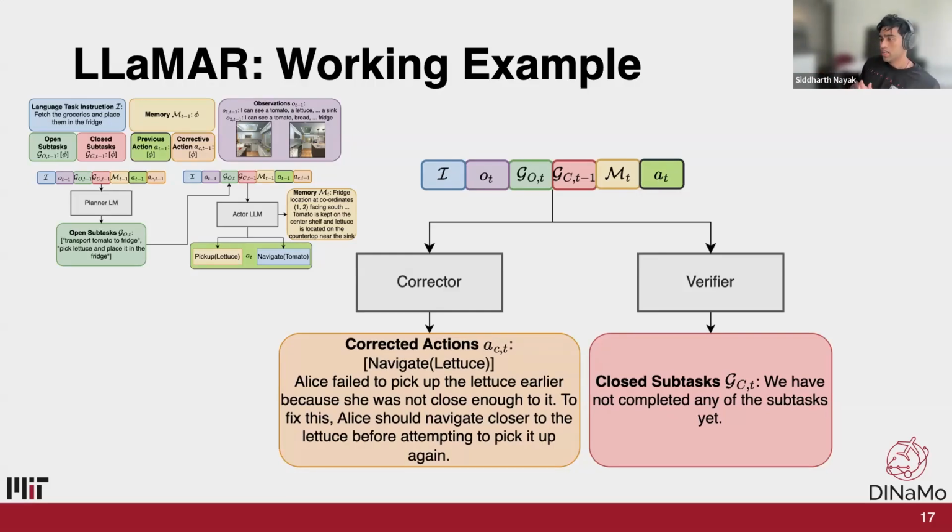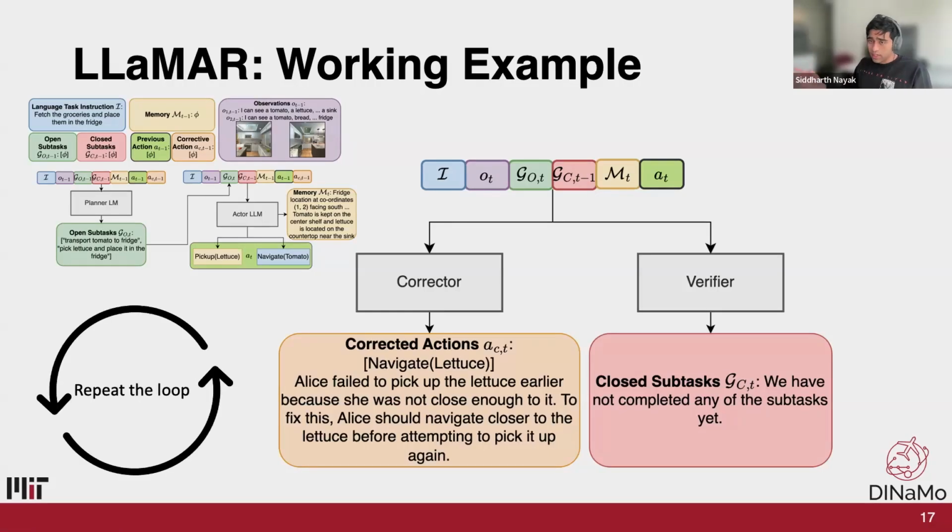A thing to note here is that the list of open subtasks can be updated as and when you get new observations, which means that in the current step, you just saw a tomato and a lettuce. But maybe in some future time you come across bread, then it would update the list of open subtasks with transport bread to the fridge. So you have this thing repeating over and over until you are actually able to finish the task. So we perform a few experiments here.